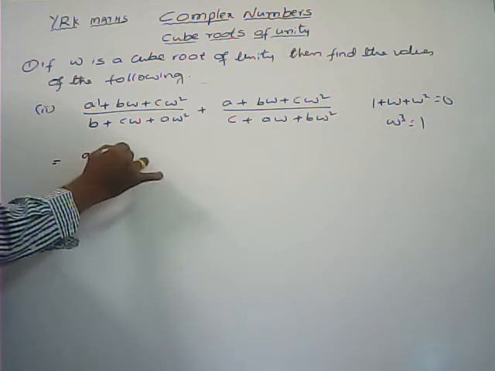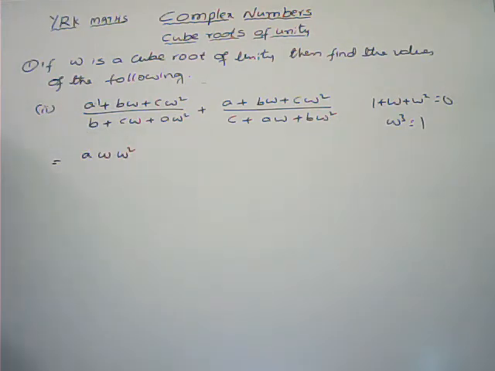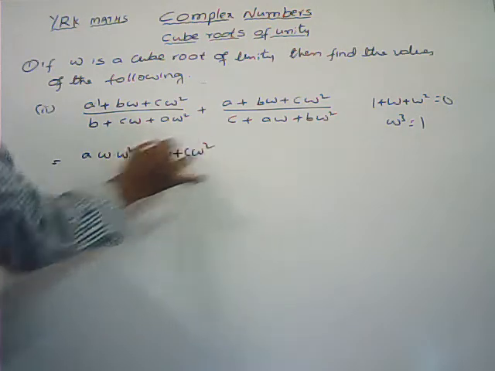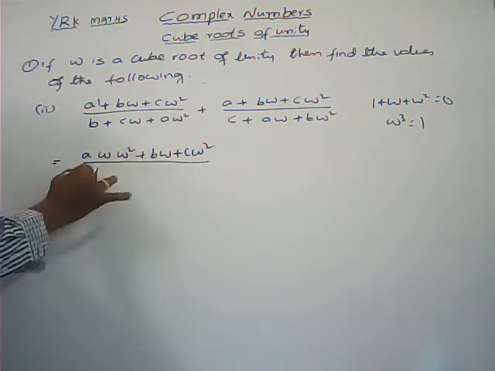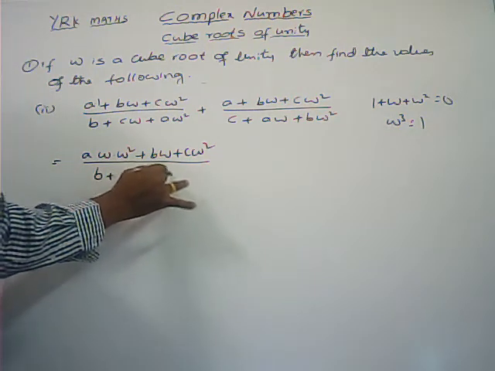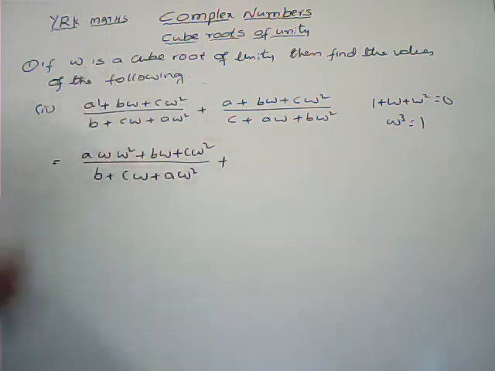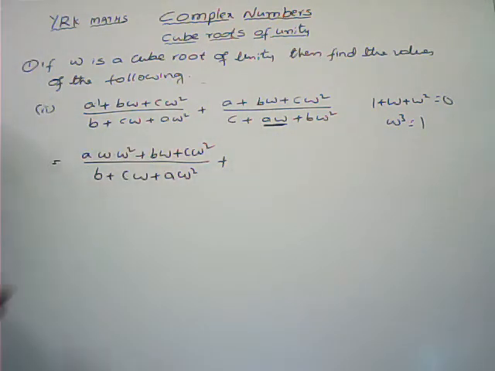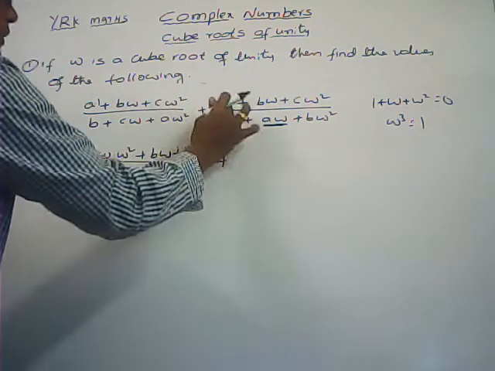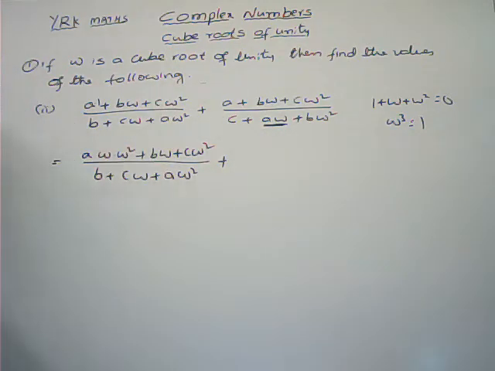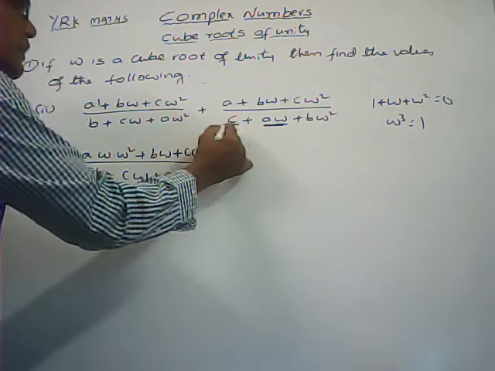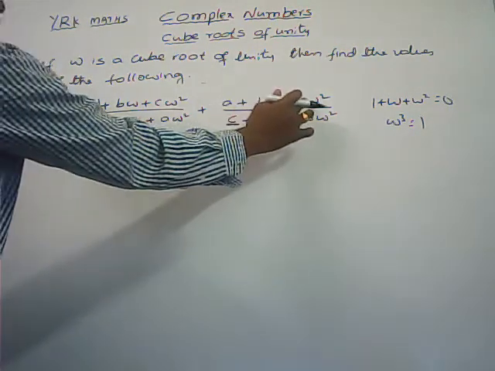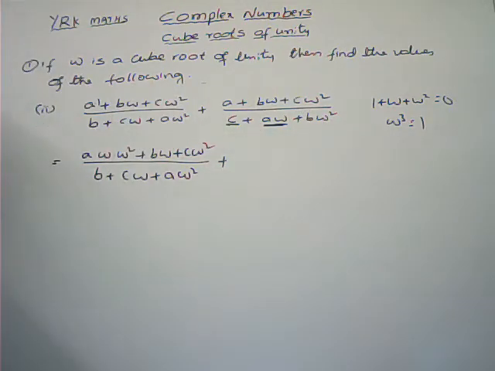Omega cube I can split as omega into omega square, plus b omega plus c omega square, whole by b plus c omega plus a omega square. Plus here also, the coefficient of omega is there, but here omega is not there. Otherwise we can do one thing. Here what is the c coefficient? 1, but here omega square is there. We can take omega square as common.